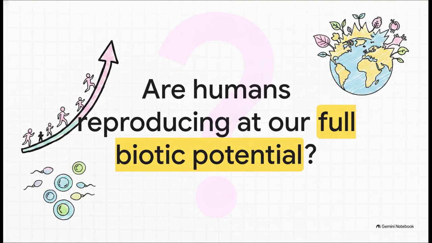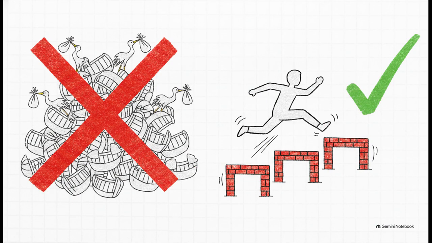But let's pause for a quick misconception check here. Since our population is growing exponentially, does that mean humans are reproducing at our full biotic potential? Like, are we currently maxing out our absolute biological limits for reproduction? The answer is a hard no.